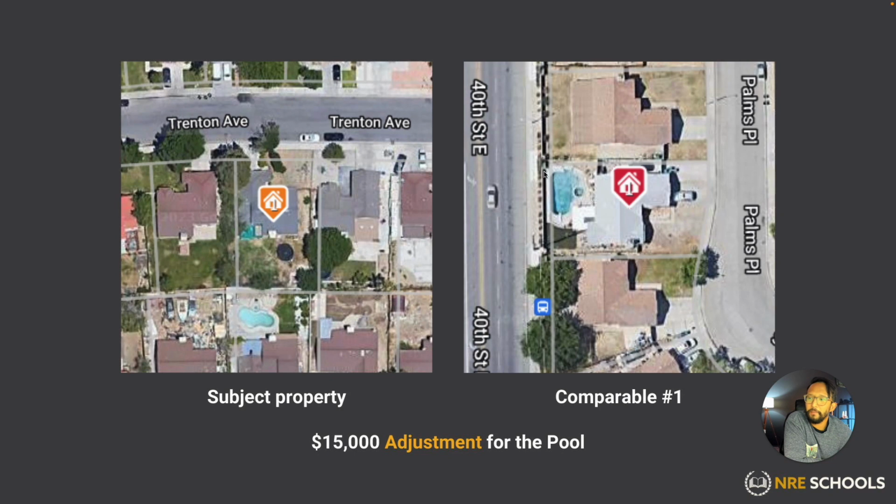Notice that comparable sale number 1 has a pool and our subject property doesn't. Does a pool add value to a property? The answer is yes to that. How much does it add? That's up to the appraiser. In this case, the appraiser made a $15,000 adjustment.